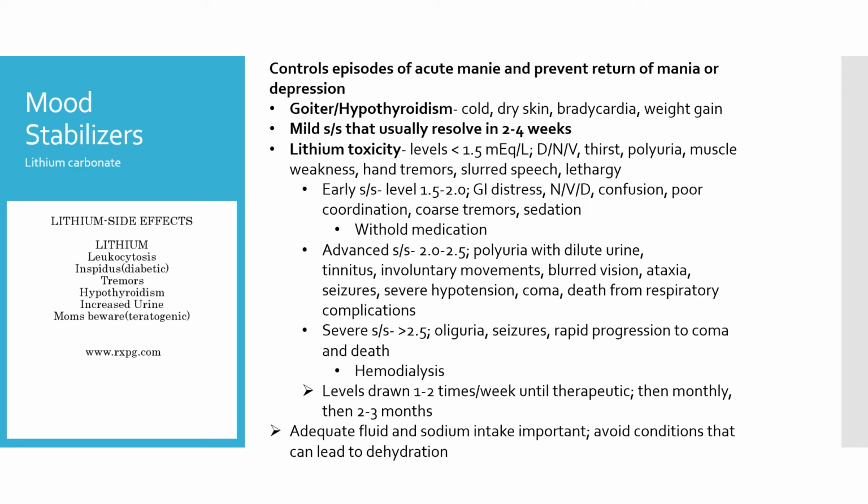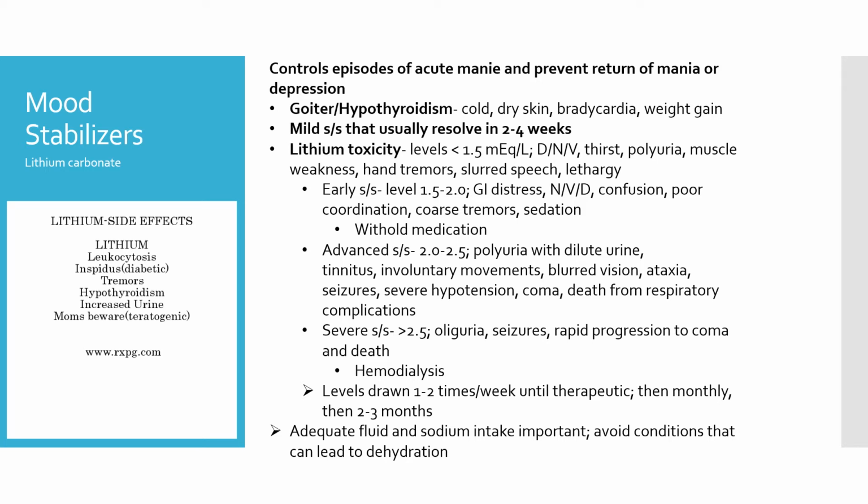But then if they somehow still manage to be alive with levels of greater than 2.5, now we're going to see oliguria. Their kidneys are shutting down. They're having seizures and rapid progression up to death. This will happen very quickly. And at this point, there's nothing really else to do but hemodialysis. Flush it out of their system.